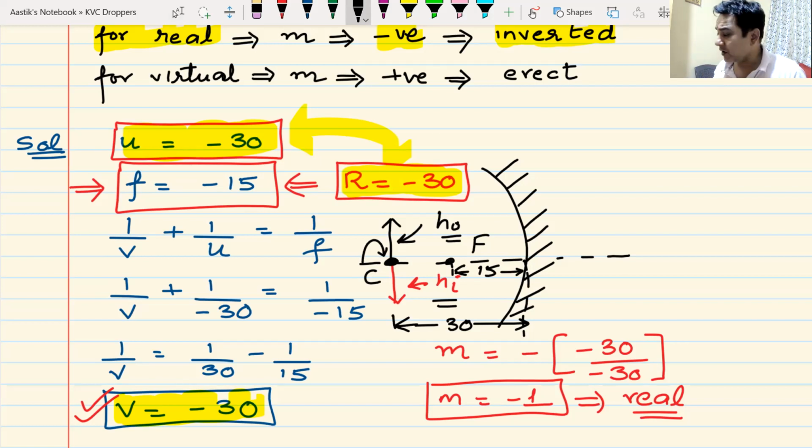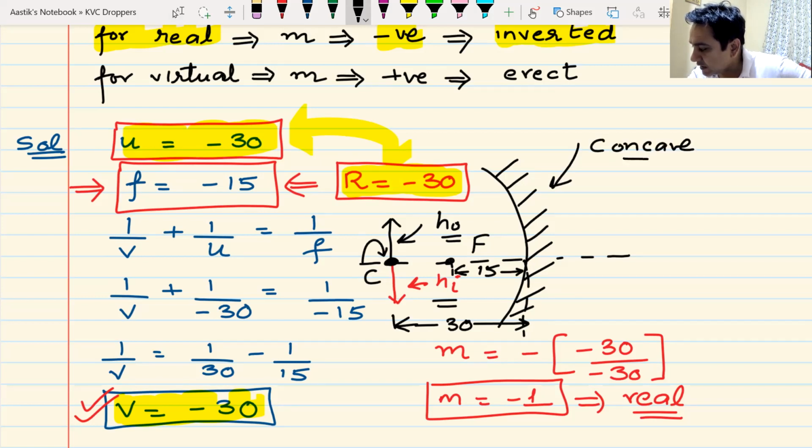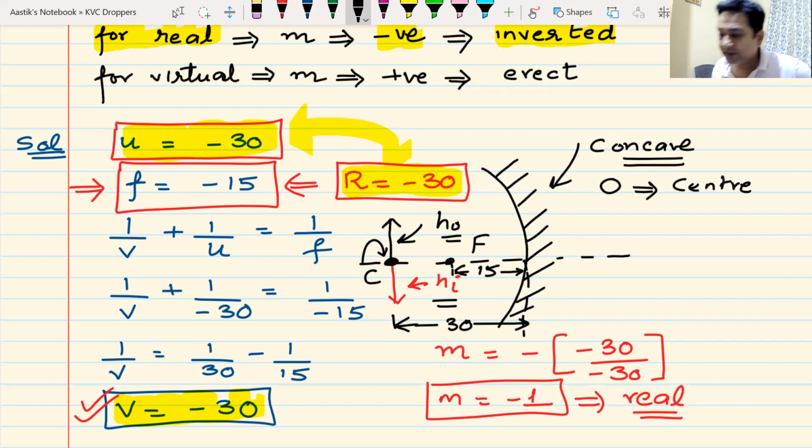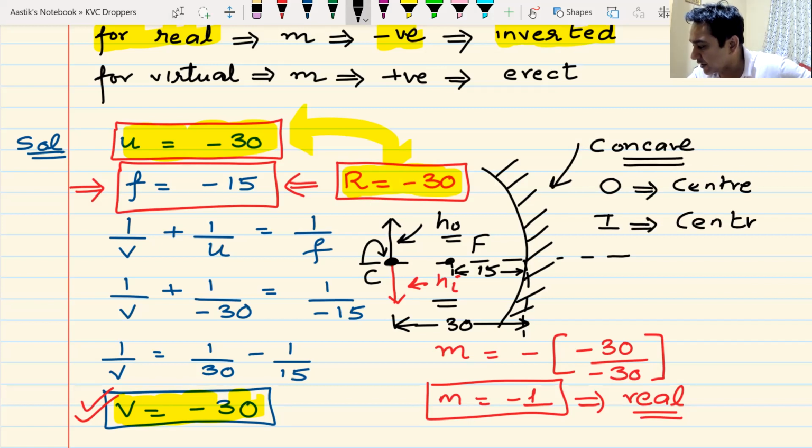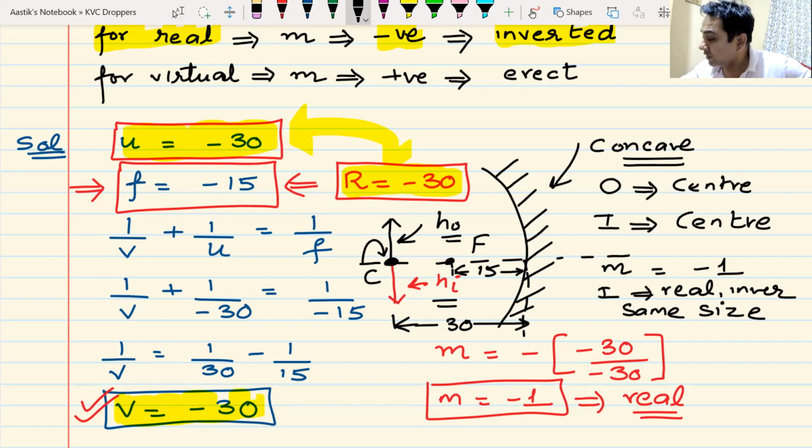That means in case of a concave mirror, when the object is placed, O standing for object, when the object is placed at the center of curvature, image is also formed at the center of curvature. Do we understand this? And the magnification is minus 1. The image is real and the image is inverted. And it is of the same size. Do we all understand these facts about what happens when the object is placed at the center of curvature?